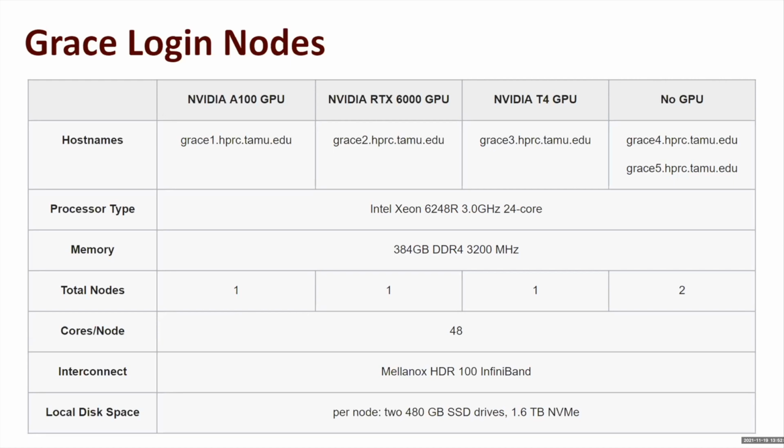And we don't have a lot of space allocated for each node. We have 2 480-gigabyte SSDs and 1.6 terabytes of NVMe, which could be allocated as virtual memory used for your node. So that's the login node for Grace.